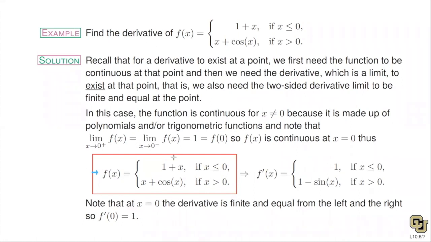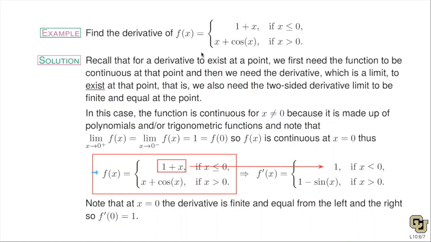The first step is I take the derivative of each piece. The derivative of 1 plus x is 0 plus 1. And this is the important part. I copy down the inequality, but not the equality. I just write down x less than 0 here. I didn't put the equals.